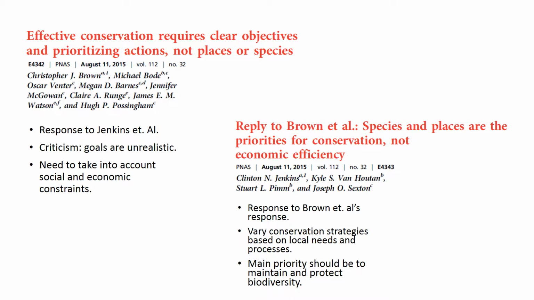In response to Brown, as seen on the right, Jenkins et al. said that species risk of extinction is more important than the cost and convenience, and that the main priority should be maintaining and protecting biodiversity. Also, they said that instead of specific objectives, conservation strategies should vary based on local needs and processes.